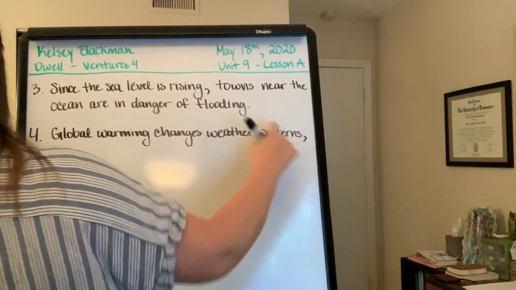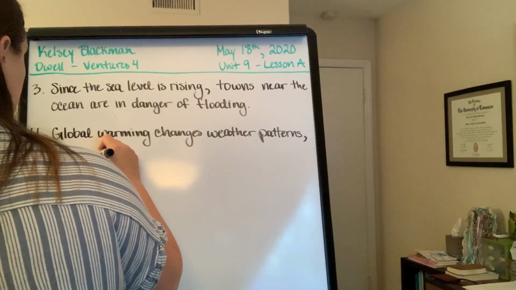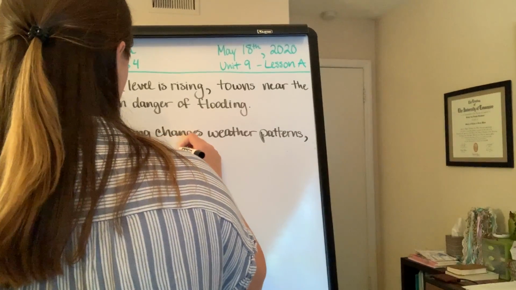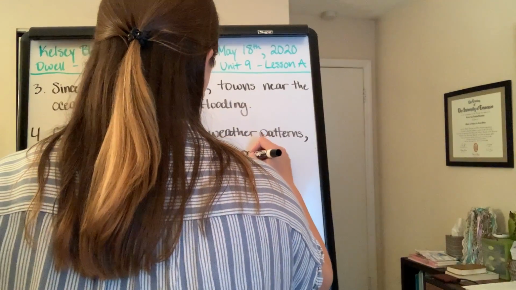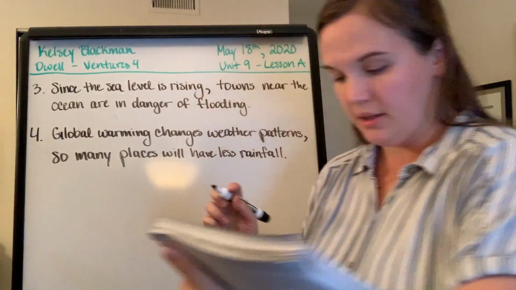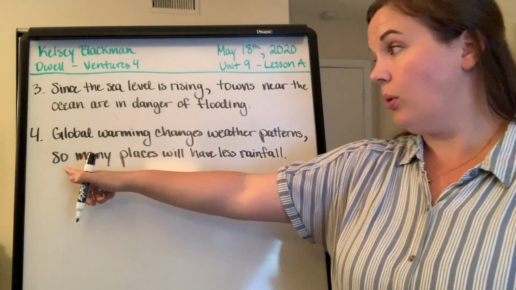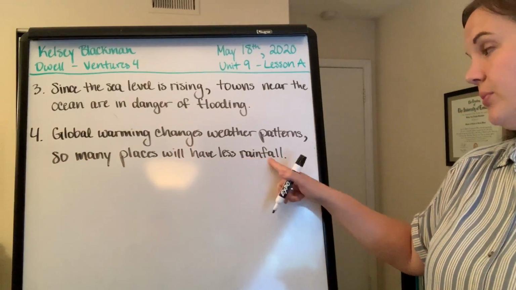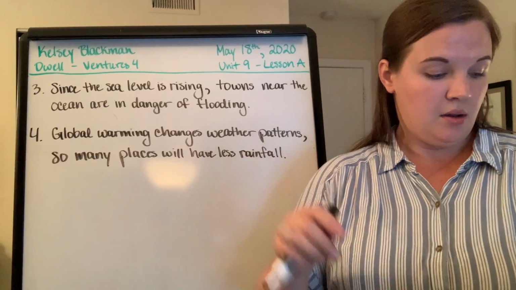Gotta put a comma. All right. Global warming changes weather patterns, so therefore many places will have less rainfall. Make sense? All right, number 5.